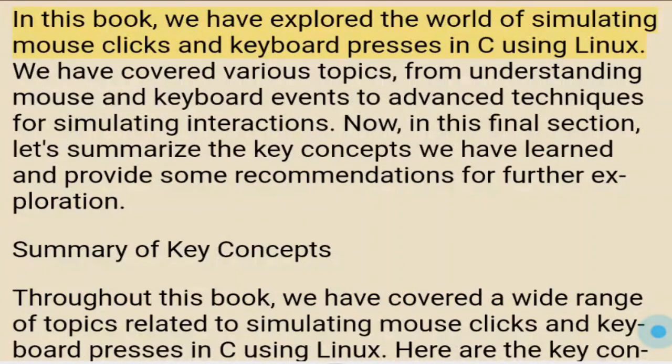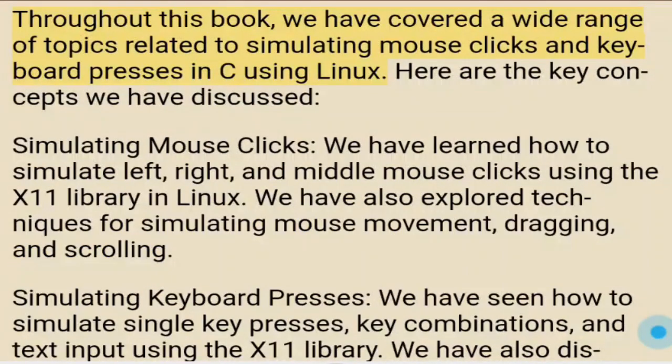In this book, we have explored the world of simulating mouse clicks and keyboard presses in C using Linux. We have covered various topics, from understanding mouse and keyboard events to advanced techniques for simulating interactions. Now, in this final section, let's summarize the key concepts we have learned and provide some recommendations for further exploration. Summary of key concepts. Throughout this book, we have covered a wide range of topics related to simulating mouse clicks and keyboard presses in C using Linux. Here are the key concepts we have discussed. Simulating mouse clicks.